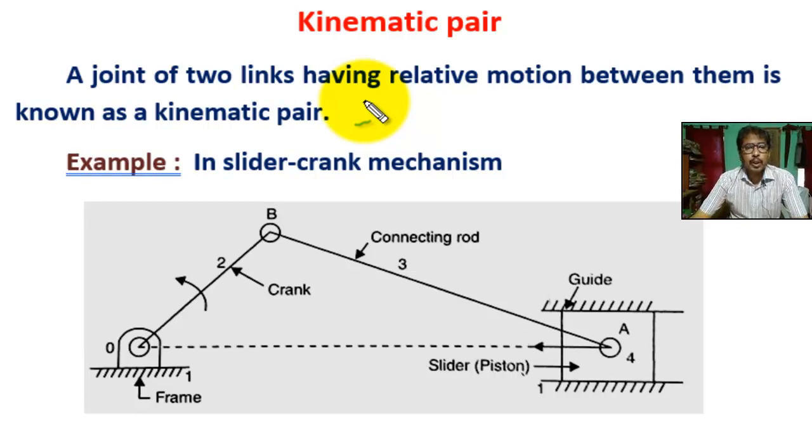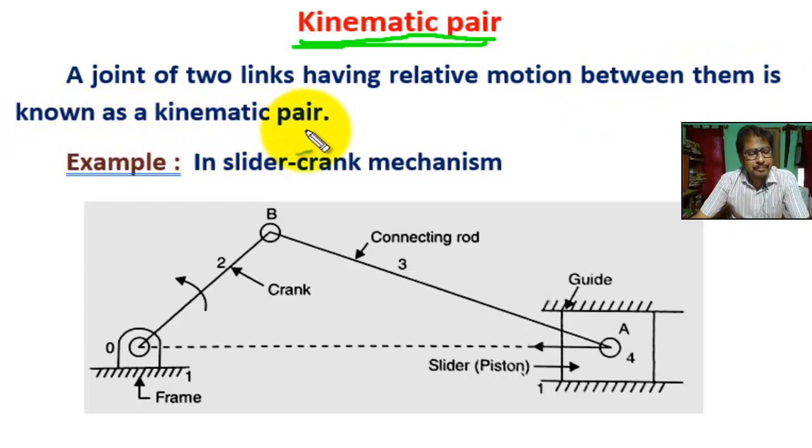Student, today we are going to learn what is kinematic pair. What is kinematic pair? A joint of two links having relative motion between them is known as a kinematic pair.